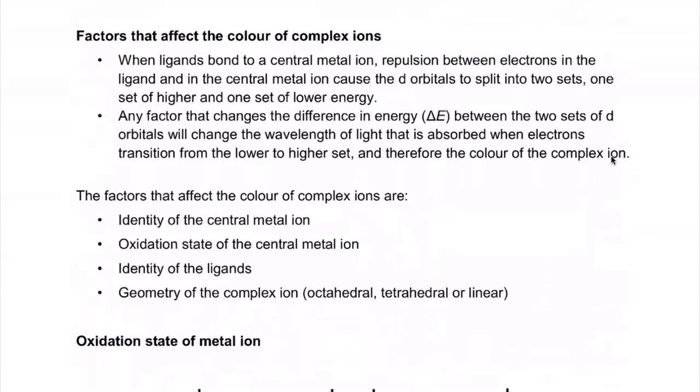So the things that can affect the color: what is the central metal ion? Is it copper? Is it cobalt? Is it iron? So what is the identity of the central metal ion? Because that's going to affect it, because different metals are going to have different numbers of unpaired electrons in the d orbitals and things like that.